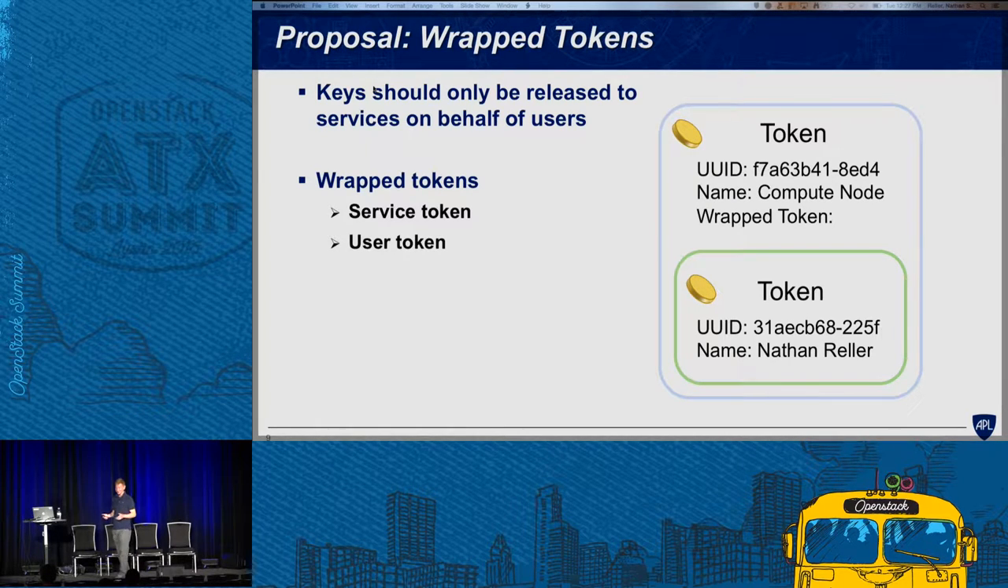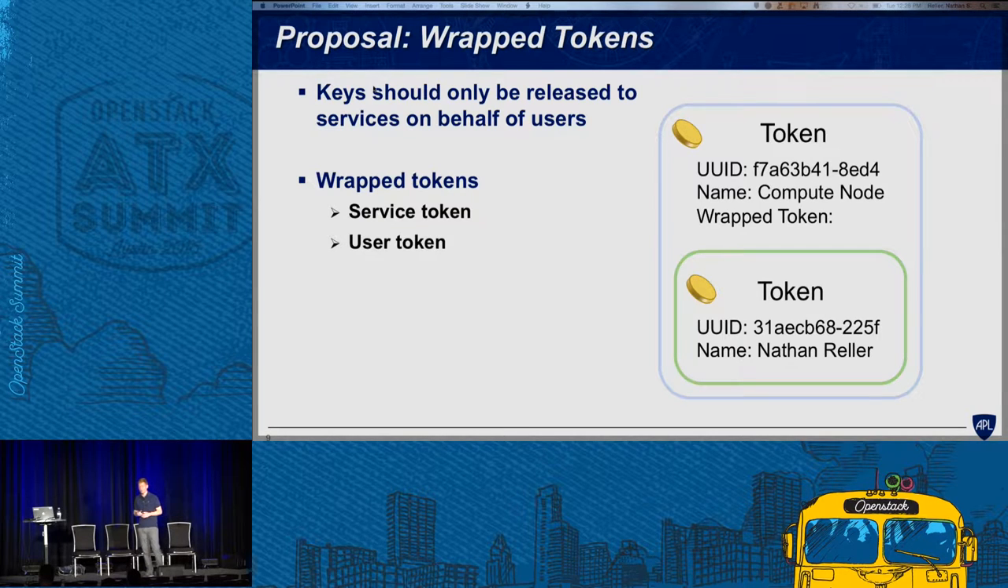So one of the proposals that I have out there is for wrap tokens. What I really want is to only release that key on behalf of a user if a particular service is making that call. So I see reorganizing the sequence of events here, where I have the user go to the key manager directly and create a new key using my user token. So that key will be created on my behalf. Then I'll designate that as an ephemeral disk encryption key, and basically say that only the compute node can receive this key if it's acting on my behalf.